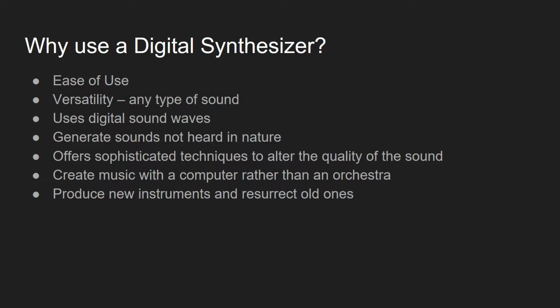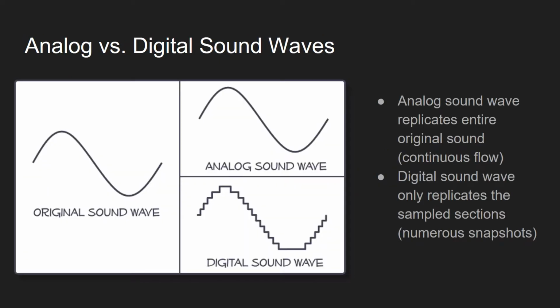And you can also produce new instruments and resurrect old ones, so you can recreate that old retro sound. So here is a comparison, analog versus digital sound waves. On the top, we see how the analog sound wave replicates the entire original sound, so the continuous flow of that sound, while a digital sound wave is only replicating sampled sections. So you can get close to the original sound, but never the exact same organic sound.